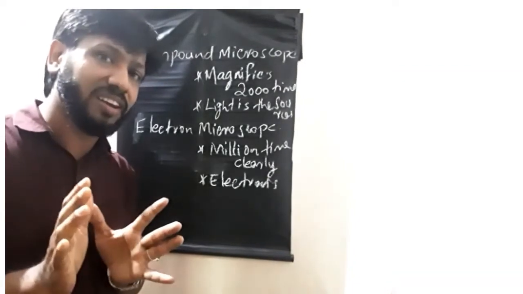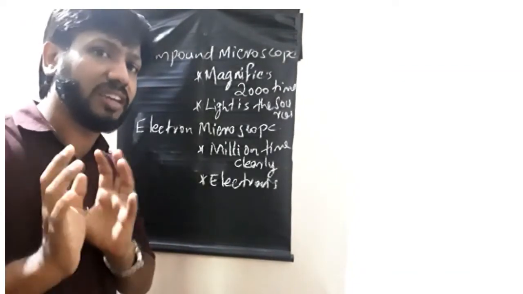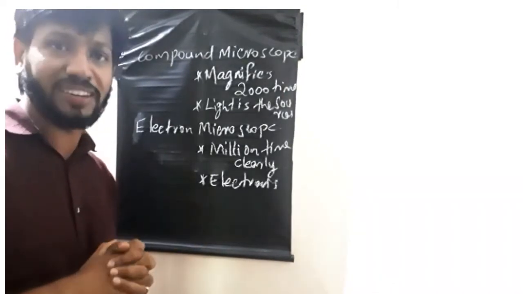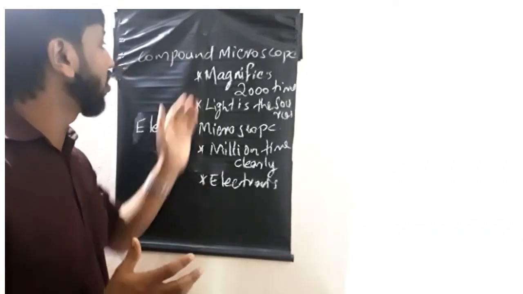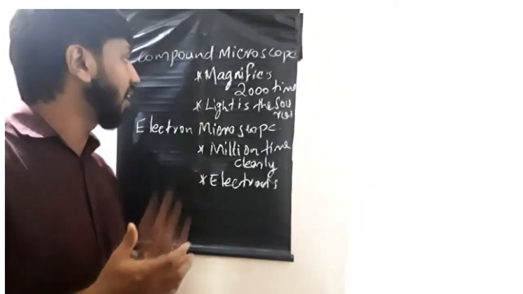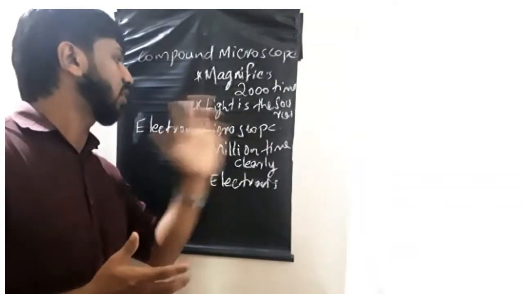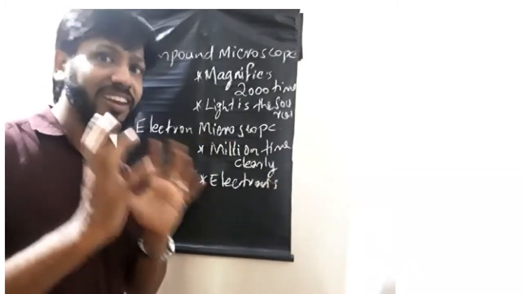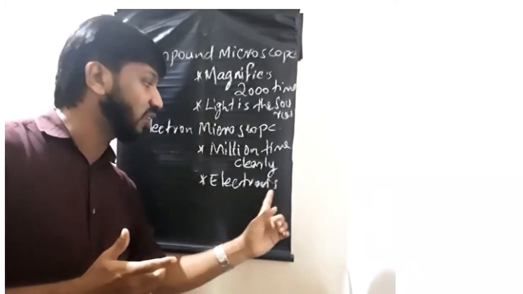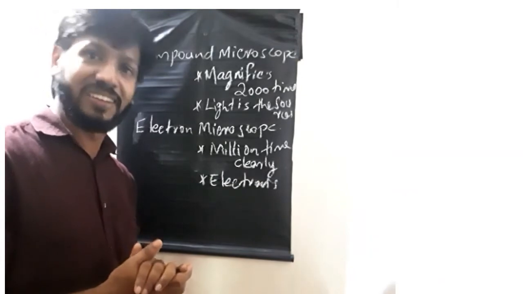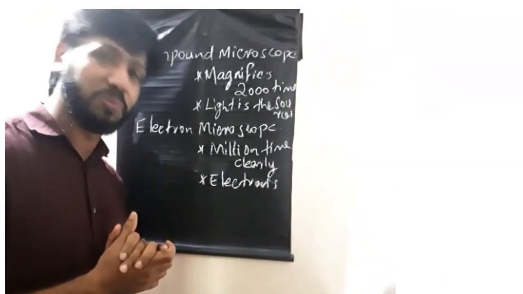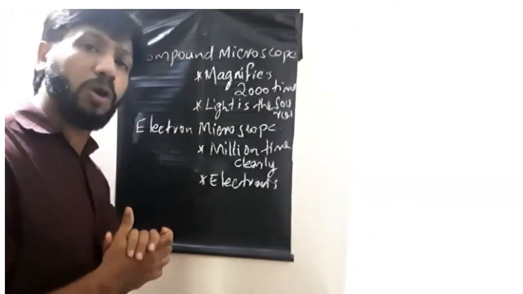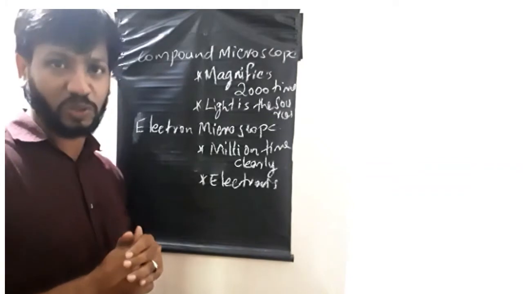This is a question you can expect in your question paper: what are the differences between electronic microscope and compound microscope? This is the difference: compound microscope magnifies 2000 times and light is the source. Electronic microscope magnifies the object a million times clearly. The source is electrons. I think you all got me. When you have any doubt, you can ask. These are the differences between compound microscope and electronic microscope.